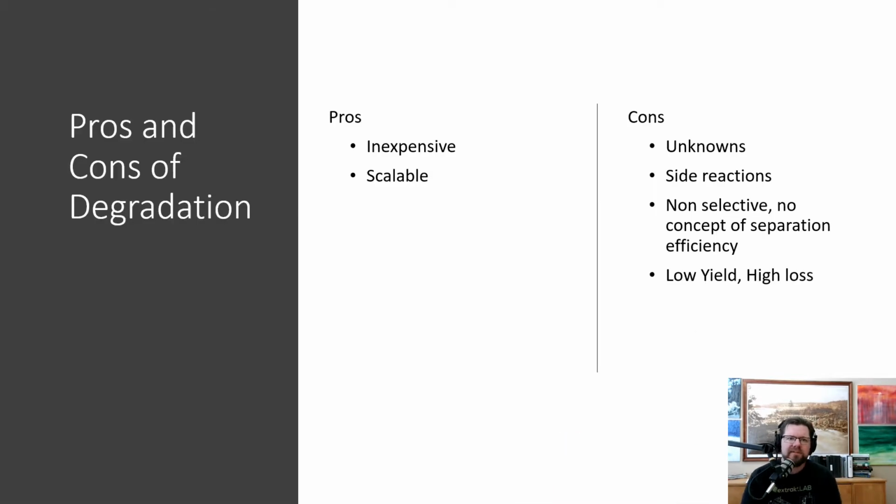So what are the pros and cons of degradation? We've kind of touched on them all, but here's a summary sheet for you. The pros are that the apparatus itself is very inexpensive and it's scalable. So if you are happy with 20 liters, you can probably scale to 50 liters. If you're happy with 50 liters, you can scale to multiple 50 liters.